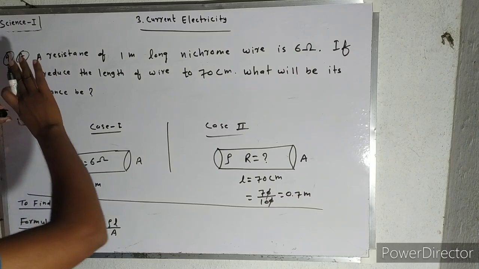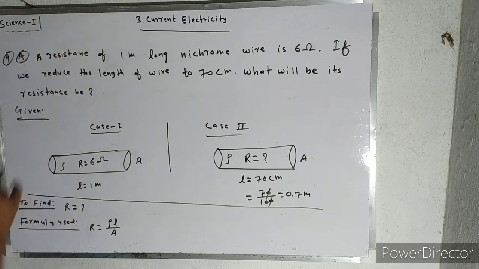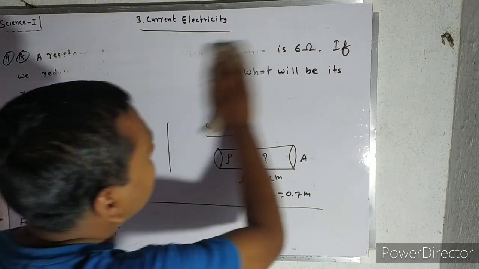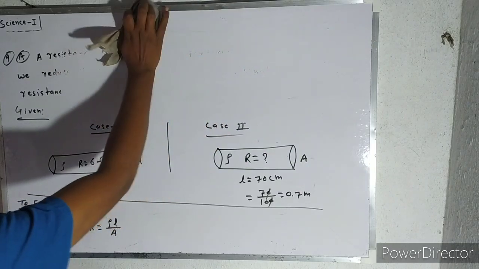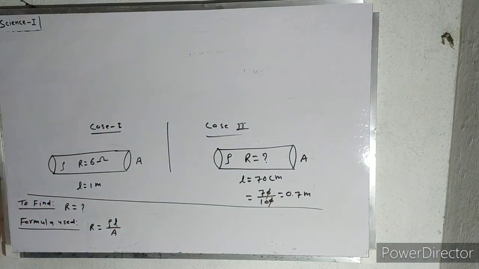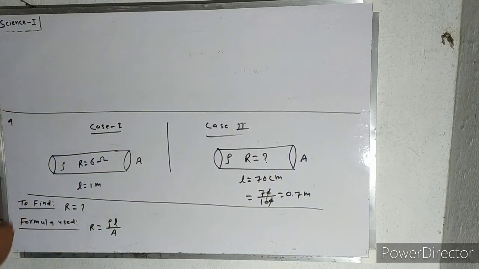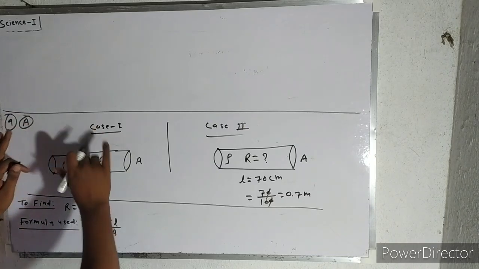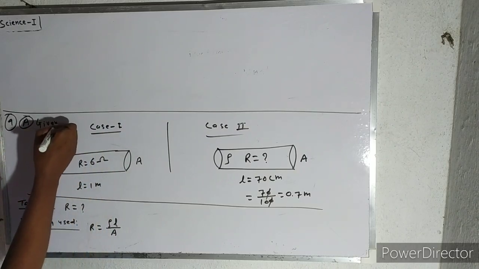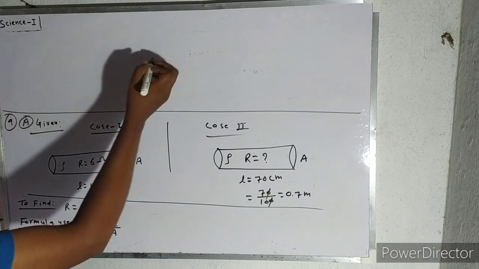Now I want to write here. You have to write down in your notebook. Solution I will write here. Yes, I will erase this also. Students, this is 9th A. Given, I made the diagram, to find, formula, then solution.